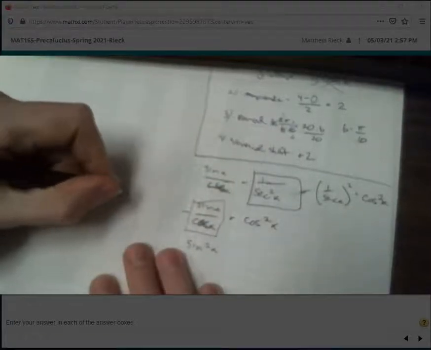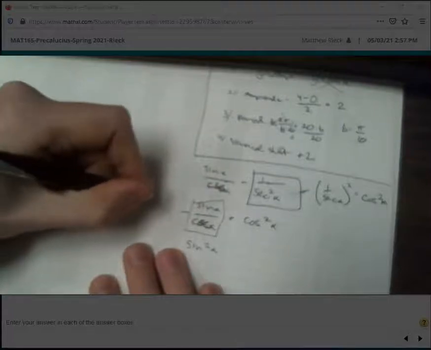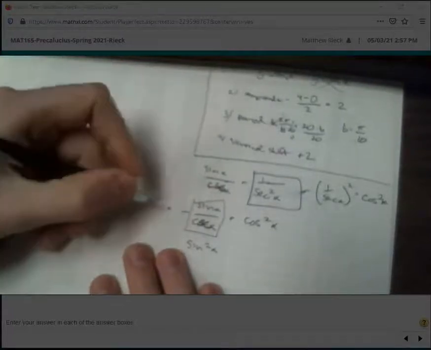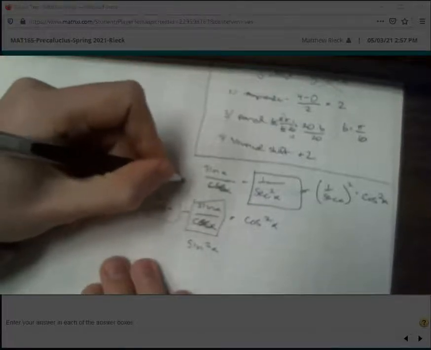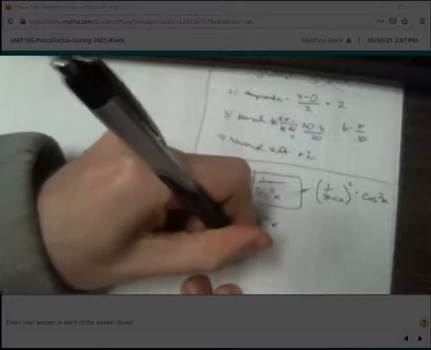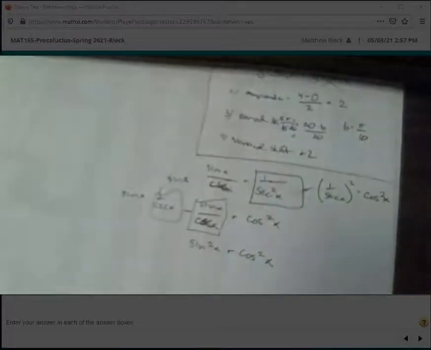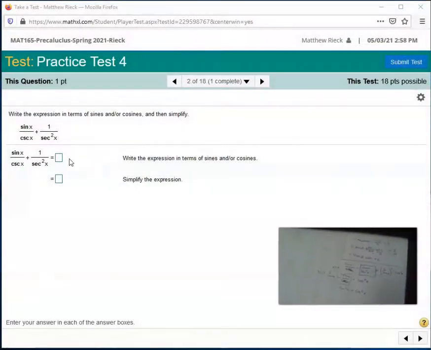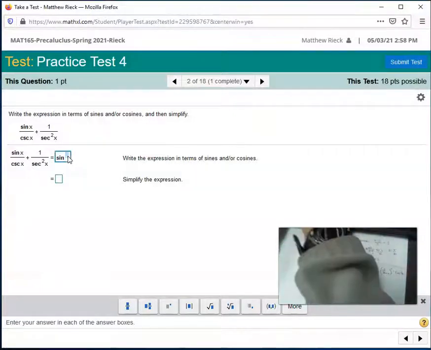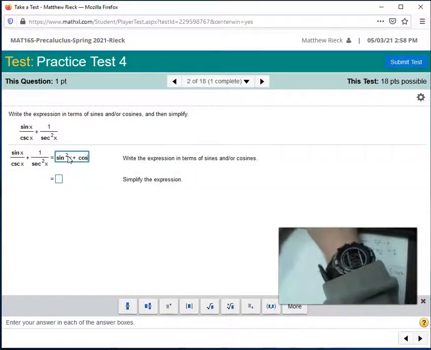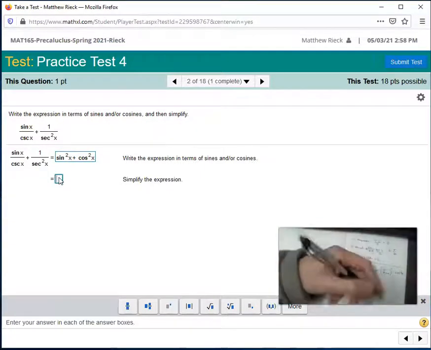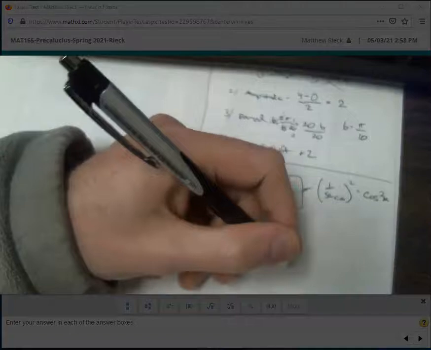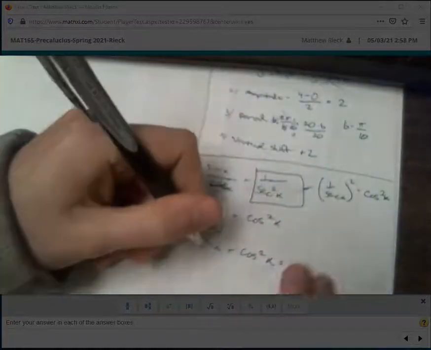I'm again going off to the side here. So we have sine of x times 1 over cosecant of x, which again, 1 over the cosecant is going to be sine. So you have sine of x times sine of x, which is sine squared of x, plus cosine squared of x. By the Pythagorean identity, one of the formulations is that sine squared plus cosine squared ends up equaling 1.